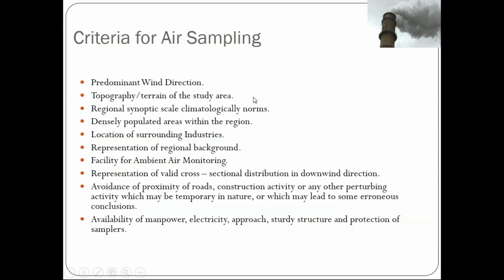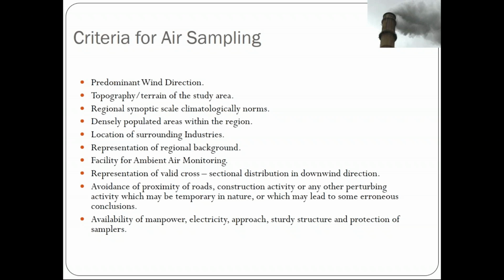And some criteria are there, like first we have to decide the predominant wind direction, then we have to also decide the topography. We have to understand topography and terrain of that area, regional synoptic scale, like macro scale of that area, then densely populated area if there, that is known as receptor points, and location of surrounding industries if there, then you have to avoid, because if you put it in the surrounding area, nearby the stack, then immediately it will affect your constitution or result.